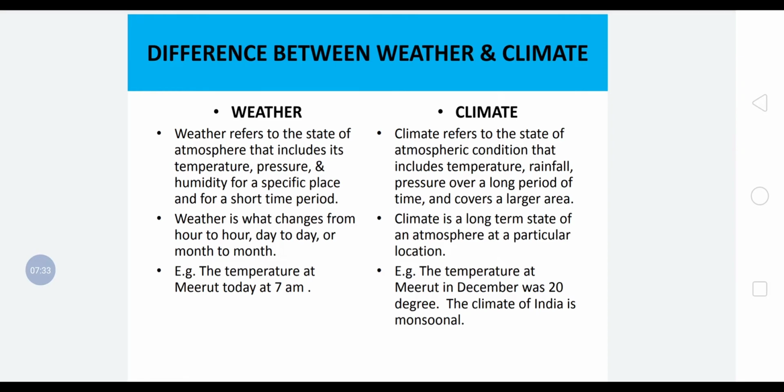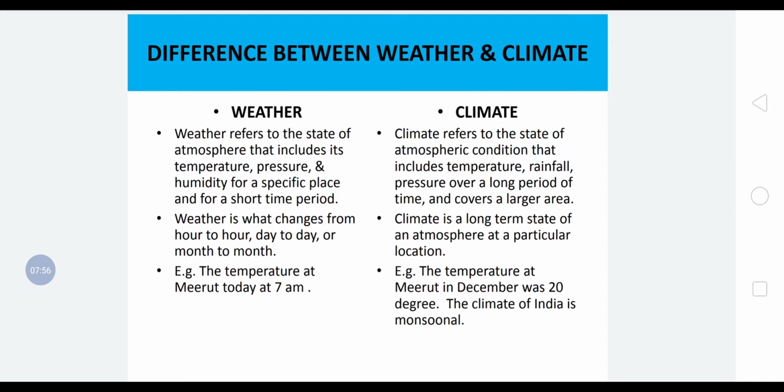But about the climate, it refers to the state of atmospheric condition that includes temperature, rainfall, pressure over a long period of time and covers a larger area. जब हम एक पूरी कंट्री की सपोज बात कर रहे हैं और सालों सालों तक की बात कर रहे हैं, तब वो क्लाइमेट कहलाता है.